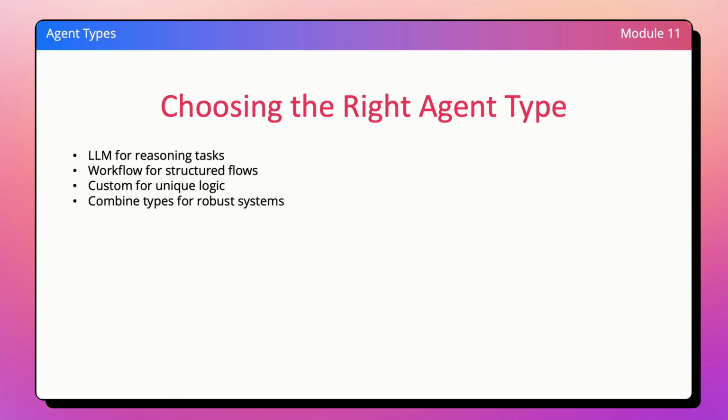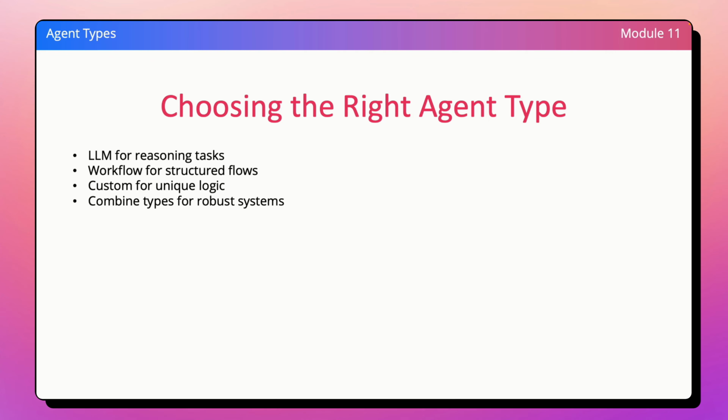How do you choose the right agent type? Well, LLM agents are needed when you expect flexibility and reasoning. Workflow agents for predictable multi-step processes, and custom agents for bespoke logic. Often, the best solutions combine all three, each playing a specialized role. We will explore these in the upcoming sessions, where I'll walk you through a workflow agent that combines the power of an LLM agent.